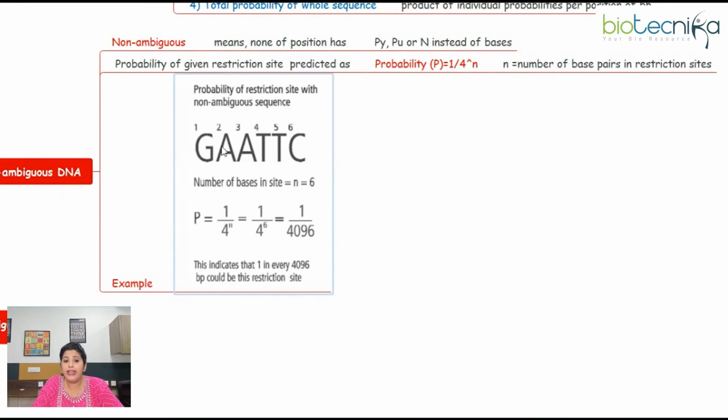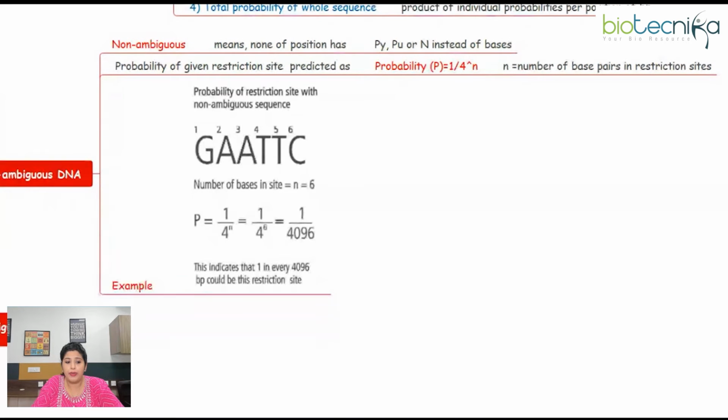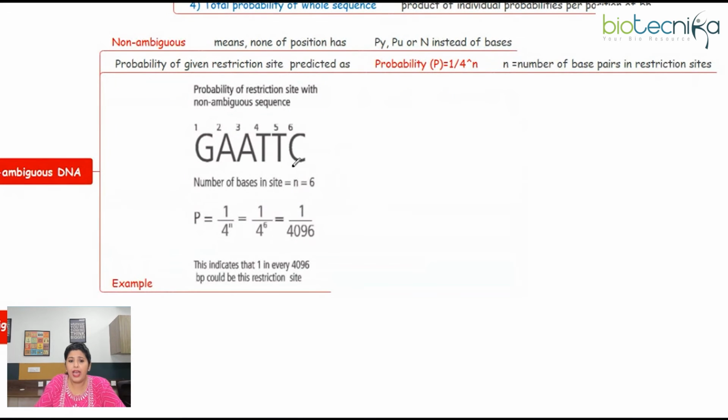So for the probability of finding it, we use this formula, 1 by 4 raised to power n, right? Here n is 6. So 1 by 4 raised to power 6 will give you 1 by 4096. Why have I written 1 by 4 raised to power 6? 1 by 4 raised to power 6 means you have to multiply 1 by 4 six times, right? So why are we multiplying 6 times?